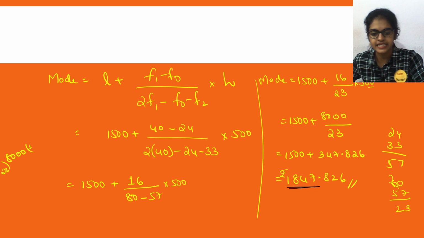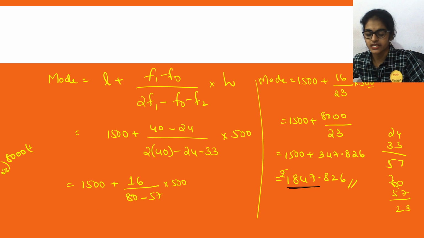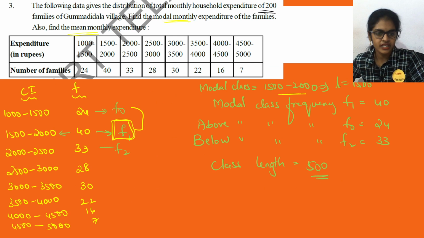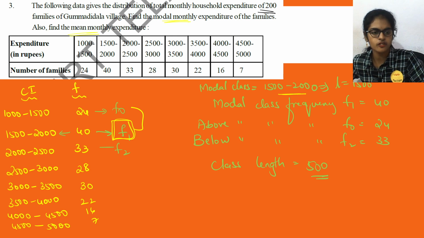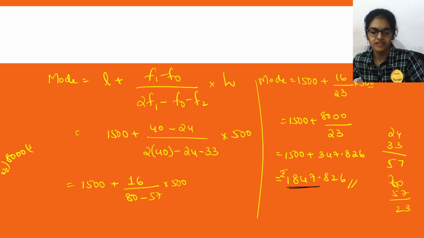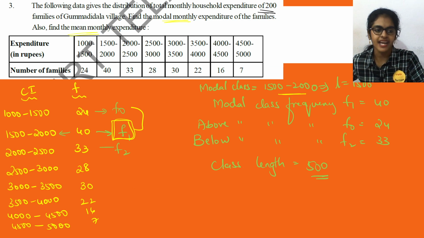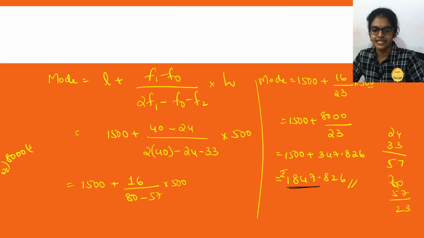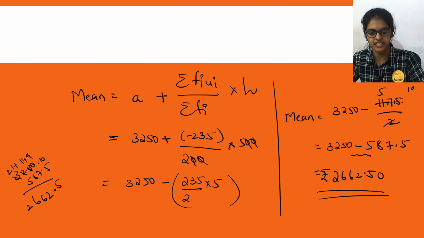Mode is 1847.826. So here they were asking you the monthly expenditure. So maximum families were spending around 1800, and the average expenditure of all is around 2600. This is the difference. Clear?